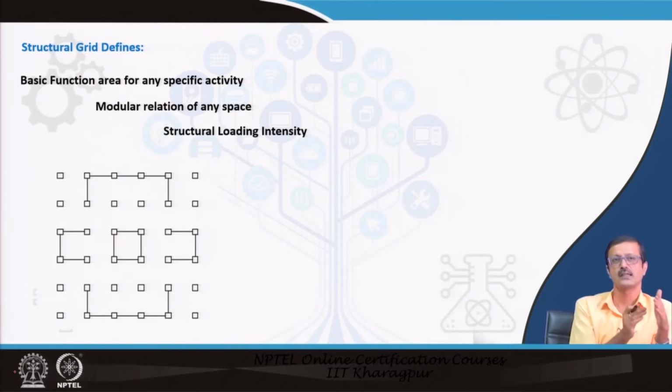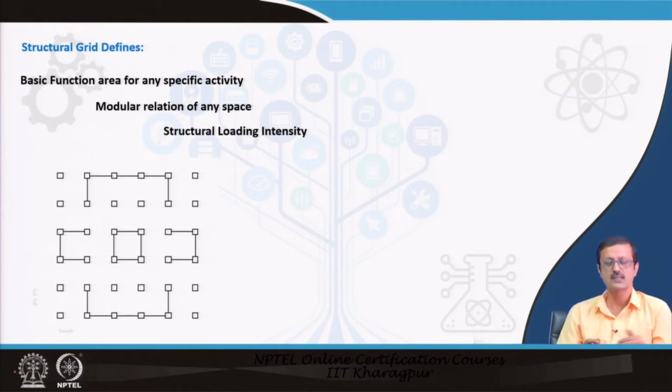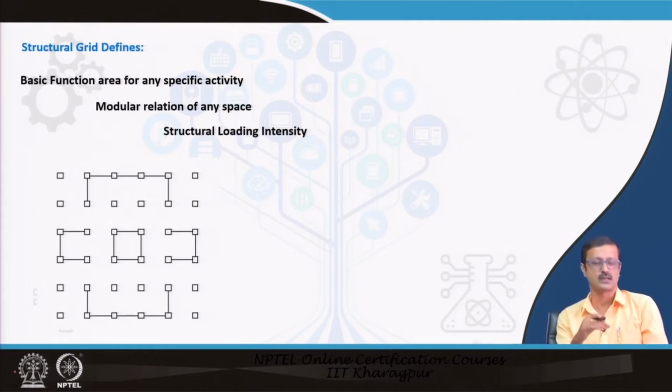So, that area is coming under a high intensity of imposed loading or live load. So, loading intensity is higher. So, you have to change your grid pattern, you have to change your dimension or the bay dimensions and all. So, that is another criterion, another way you can define the grid: the intensity of the load.